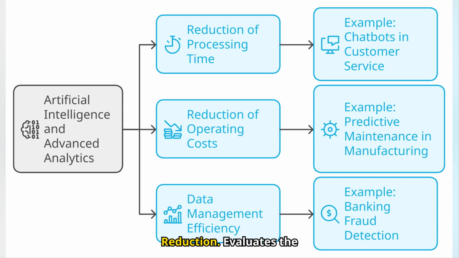Operational cost reduction evaluates the savings generated after the adoption of AI, such as the automation of maintenance processes in manufacturing. An example could be the implementation of AI-based predictive maintenance to reduce repair costs. Data management efficiency measures the ability of AI to process large volumes of data compared to manual management. An example might be a bank that can evaluate the number of transactions automatically analyzed for fraud detection.